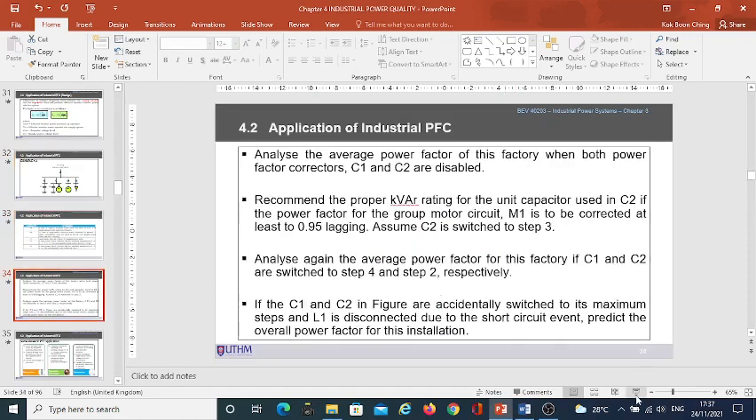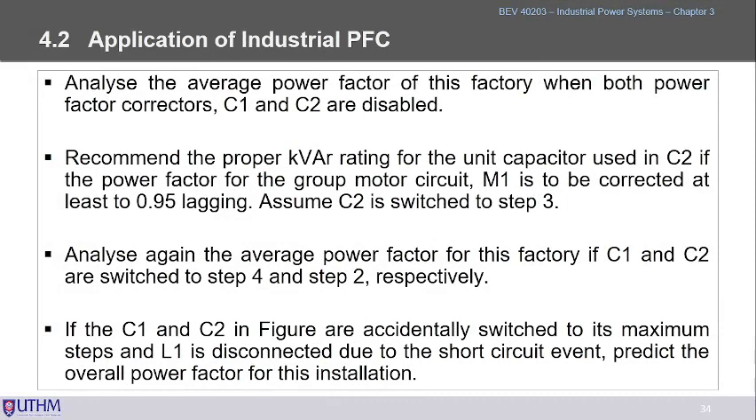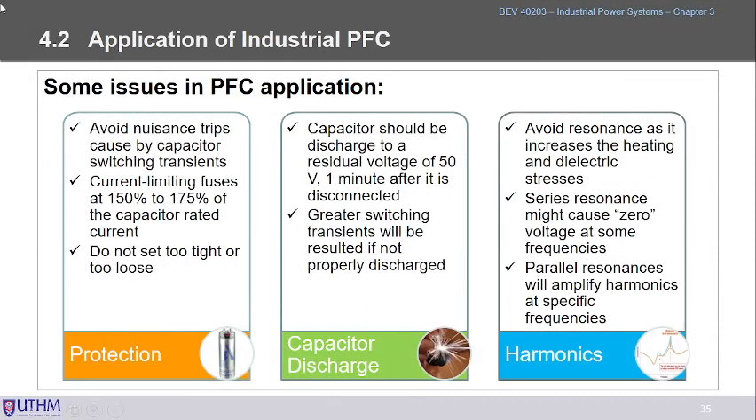Then we continue a little bit more on the power factor corrector. One issue in power factor application is that we try to avoid the nuisance trips caused by the power factor corrector, because as we saw just now, we have several steps, and each step will have a switching transient.